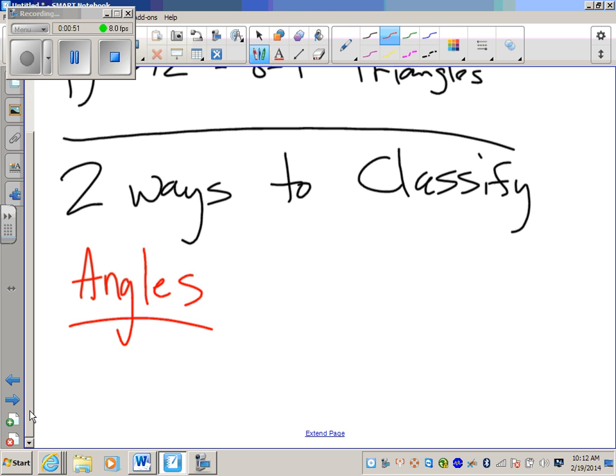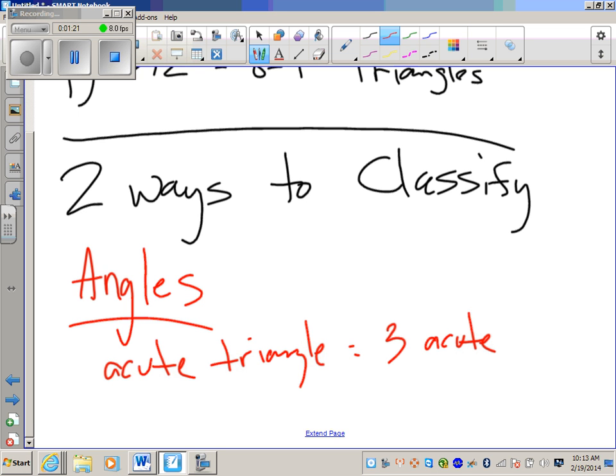Is it an acute triangle? Is it a right triangle? Is it an obtuse triangle? That will depend on what kind of angles are inside of the triangle. So we've covered those on our quiz. You've covered them in your notes. But an acute triangle is a triangle that has all three acute angles. All three of their angle measurements are less than 90.